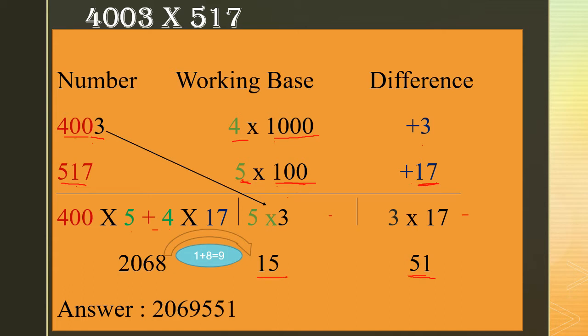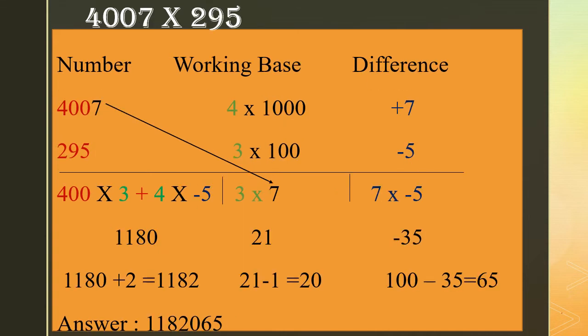So what we need to do is add this 1 to the 8. So 1 is added to 8 so that it becomes 9, and 5 will be left in the second part. Now we'll combine it and the complete answer would be 2069551. I hope it is clear to you.